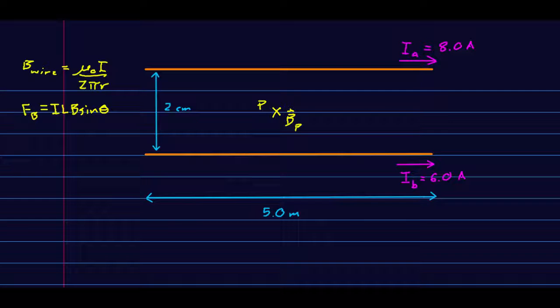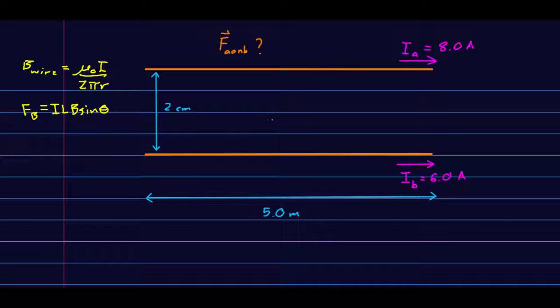But that's not what we're going to do now. Now we're going to find the force that one wire exerts on the other. So let's find the force that A exerts on B. So this is a totally different situation.